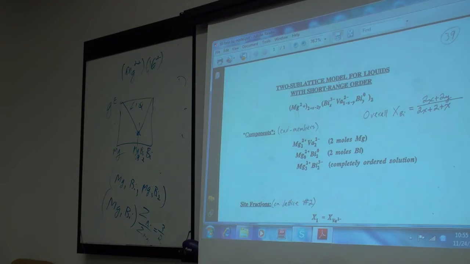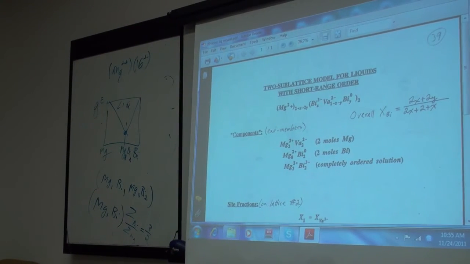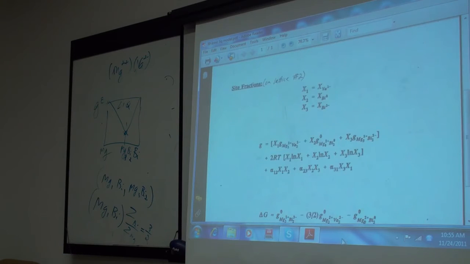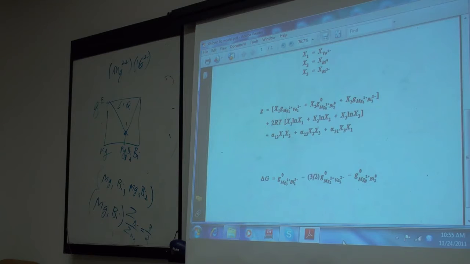Your components, let's call these the N members. The N members are, this is real magnesium. The other N member is magnesium 0, bismuth 2, but there's actually no magnesium. And then the completely ordered solution is your third N member. And then you can work out the site fractions on the different lattices so that everything balances out. And you get a Gibbs energy expression that looks like this, that has the three things mixing on the lattice, plus it has regular mixing terms for the interactions between them so that you can do some optimization. And you can more or less fit the thing.